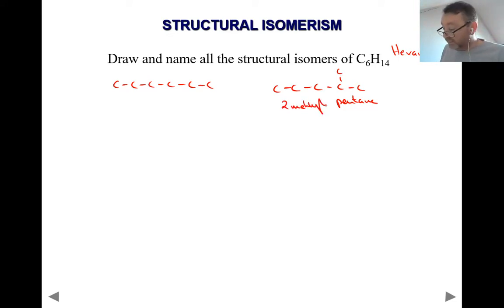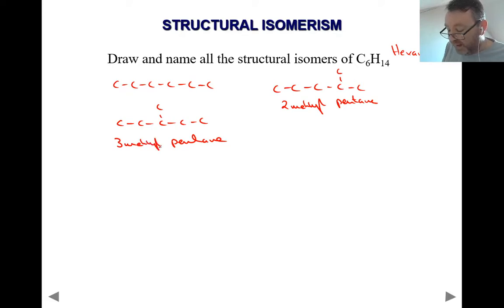Okay, so there's your second isomer. All right, the next one, let's move it again. So 1, 2, 3, 4, 5, and let's move that CH2 group to there. What do I now have? Well, again, I still have pentane, but this time I have 3-methylpentane.